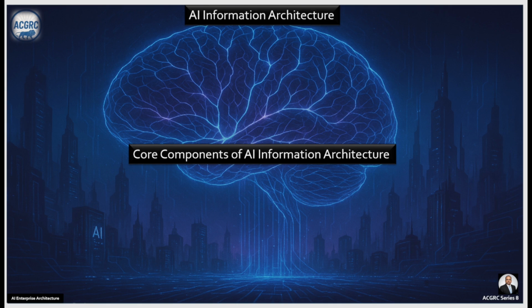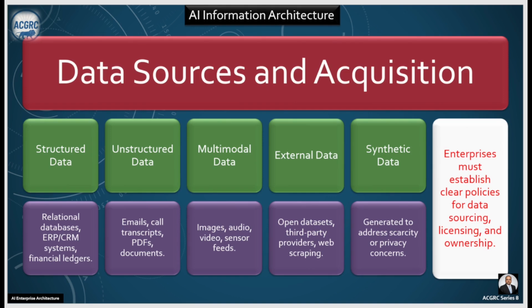Core components of AI information architecture. Data source and acquisition. This has five subcomponents: relational database, ERP, CRM systems, and financial ledgers. This comes under the structured data aspect. Then you have emails, call transcripts, PDFs, documents. These are unstructured data.